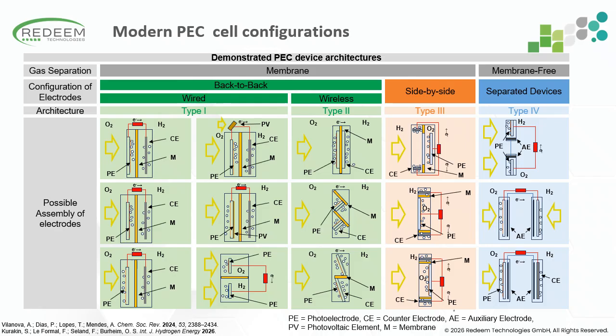introduces additional design considerations. The important point is that these 4 types describe the overall architecture rather than a single reactor design. So within each category, many different geometries and assembly concepts have already been demonstrated, but ultimately every architecture presents a different trade-off between illumination, gas separation, electrical integration, and reactor complexity, and no single design is universally superior.